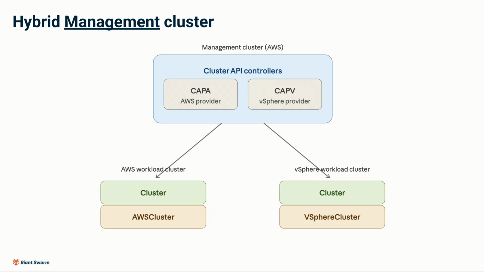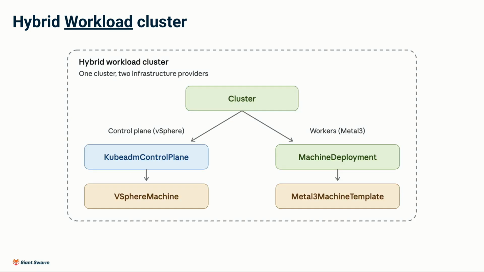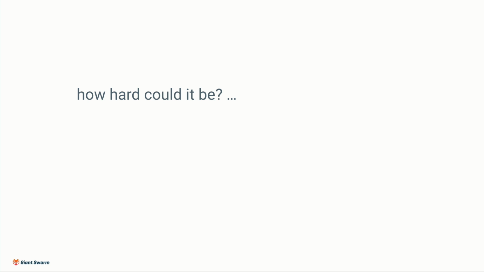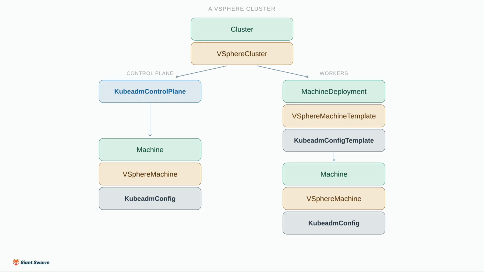Each cluster there will be on the same infra provider. So what we want to do is have an MC with control planes running on virtual machines and workers on bare metal. So essentially control planes and workers on different infra providers. How hard could it be, you might wonder? Well, as it turns out, it jumps twice.